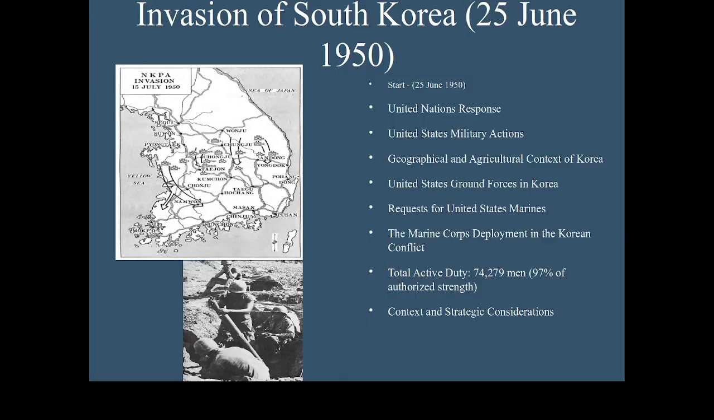A couple interesting things is population of Korea. At this point, they're about 30 million, which is quite interesting.